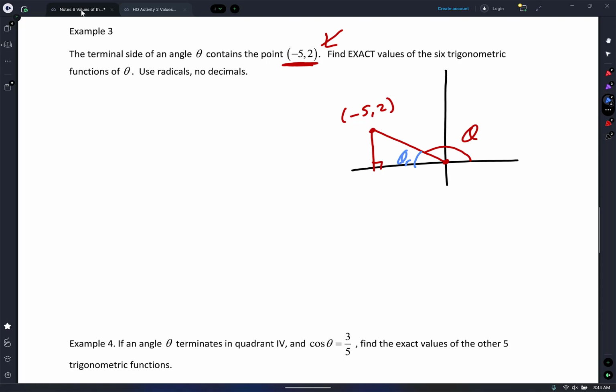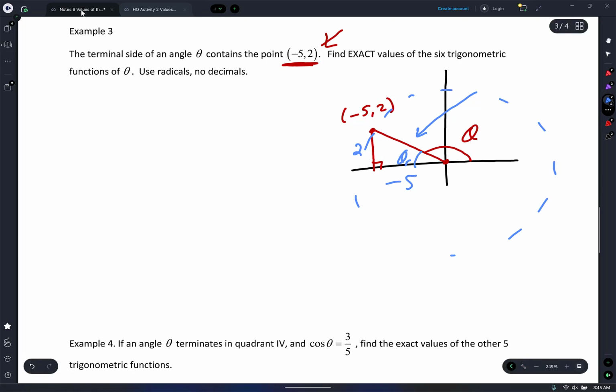So now that I know that, I'm going to write everything in sky blue here. This x displacement is -5. This vertical displacement is 2. I need the hypotenuse. You can also call it the radius because it's kind of like the radius of a giant circle here like that. So I need the hypotenuse.